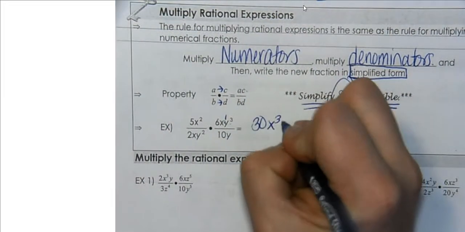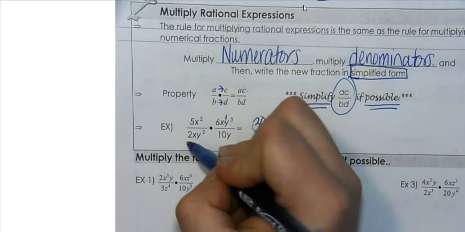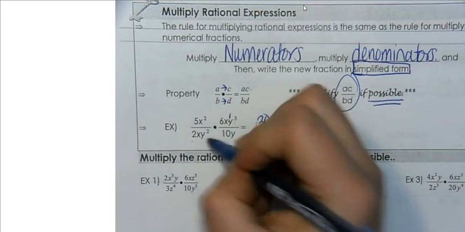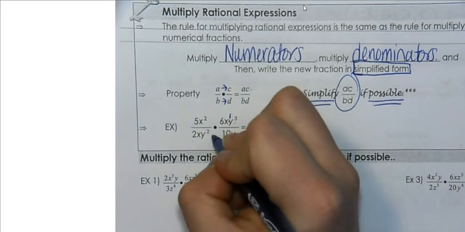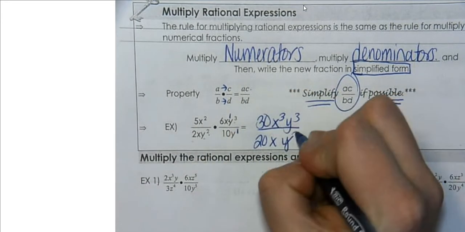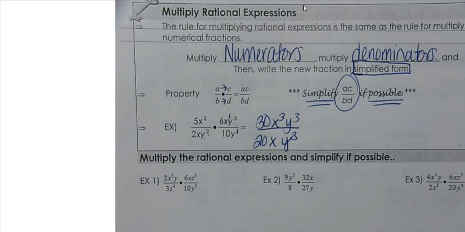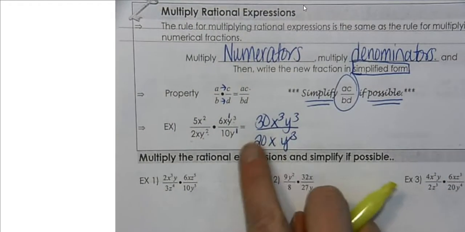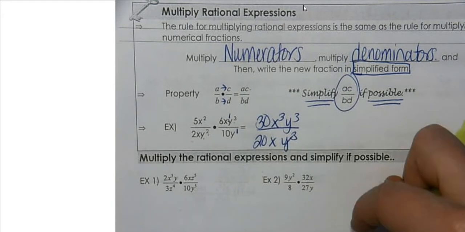And then y to the third. This is all over 2 times 10, which is 20. X, y to the 2, 1, y squared times y is y to the third. Now what we're going to do is simplify each piece individually. Always put your variables in alphabetical order. It'll help you stay organized vertically.